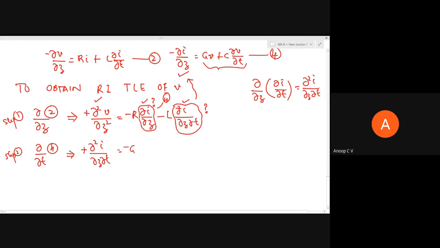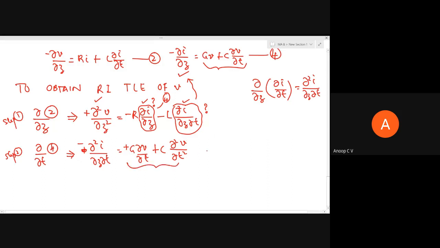Oh, no need actually. I'll keep it minus only, right? So it is plus G, plus G dou V by dou T, then plus C dou square V by dou T square. So now I got what is minus dou square I by dou Z dou T. I got this. I can apply this here, right?